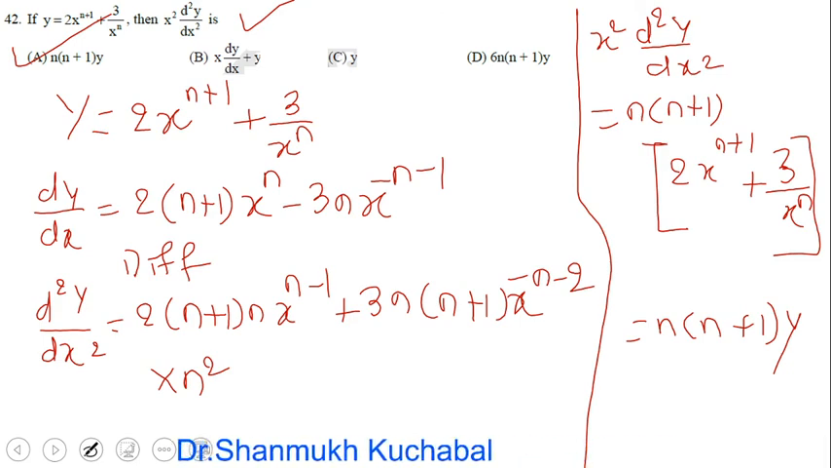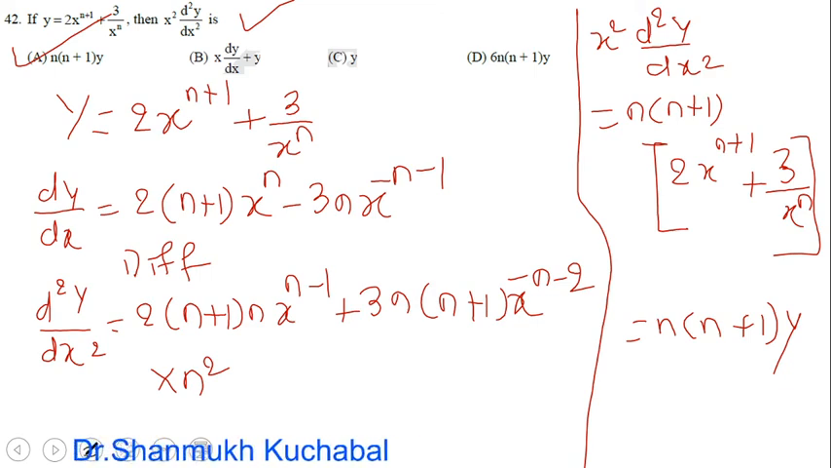Okay, so up to example number 42 we have discussed. So the remaining examples we'll discuss in the next session.